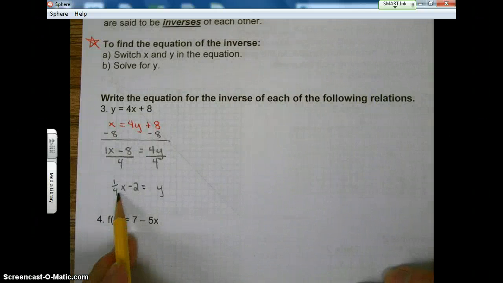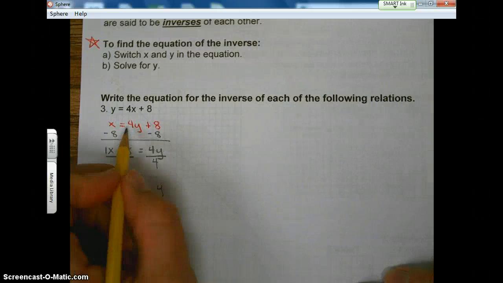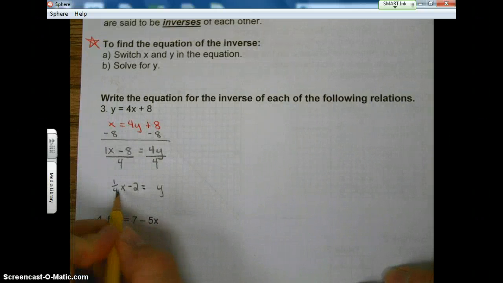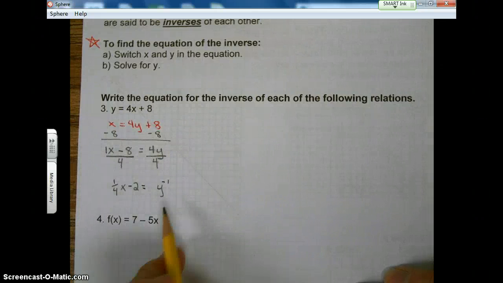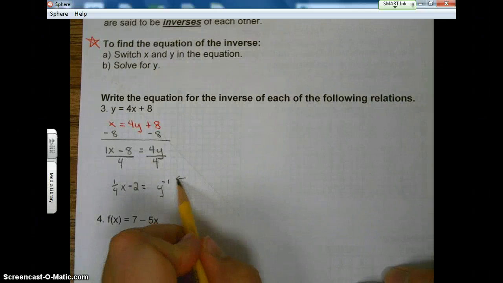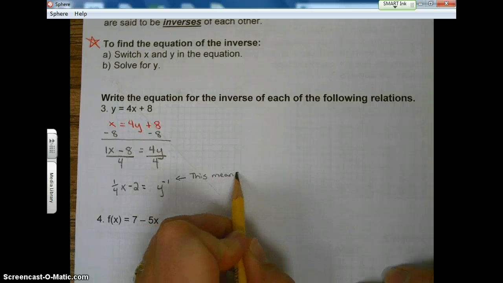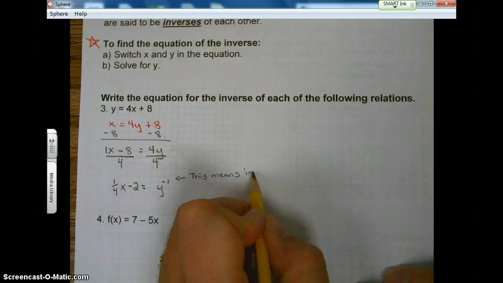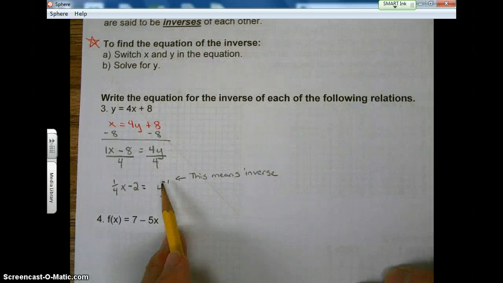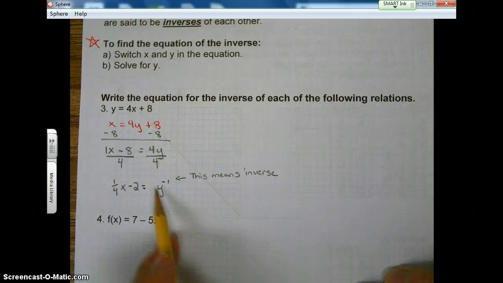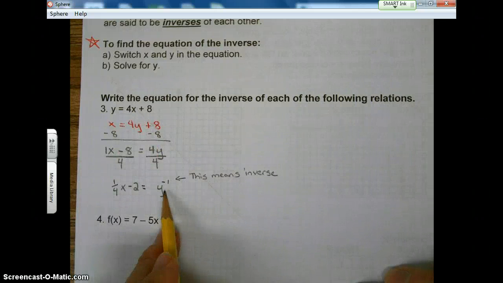So this function here, which is also what type of function? Linear, is the inverse of this function. And so to show that, we put a -1 in the exponent. This means inverse, but not just inverse, it also means it's the inverse of function y. What's function y? Right up here. This was the original function. This is the inverse function.